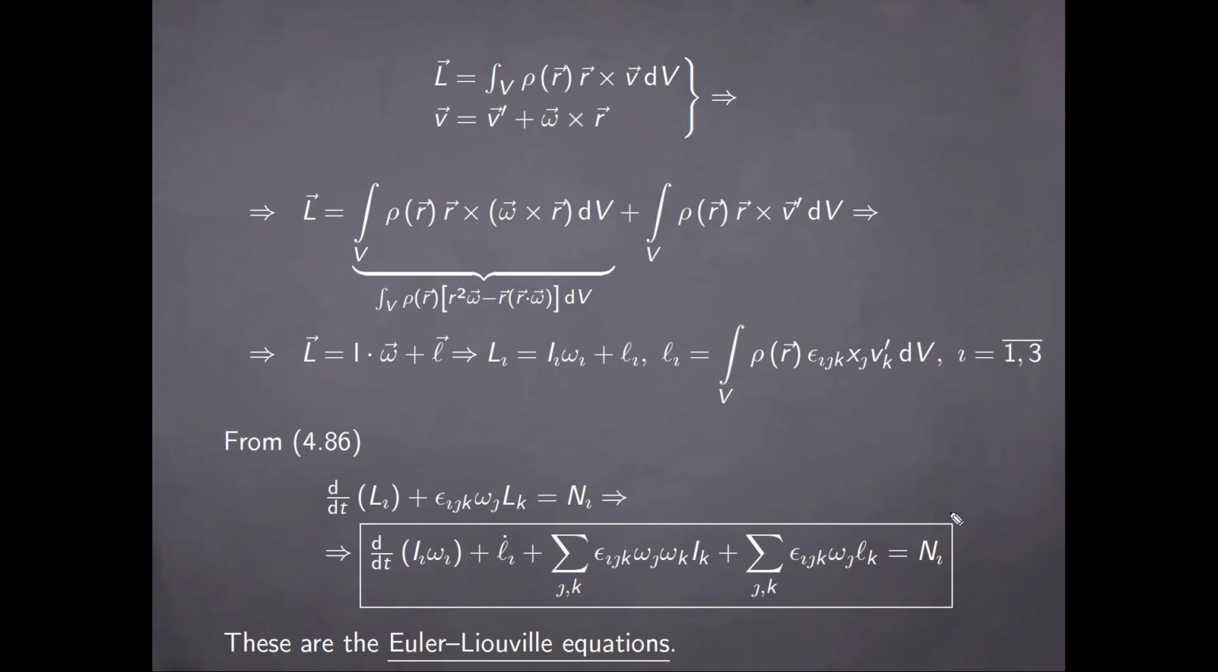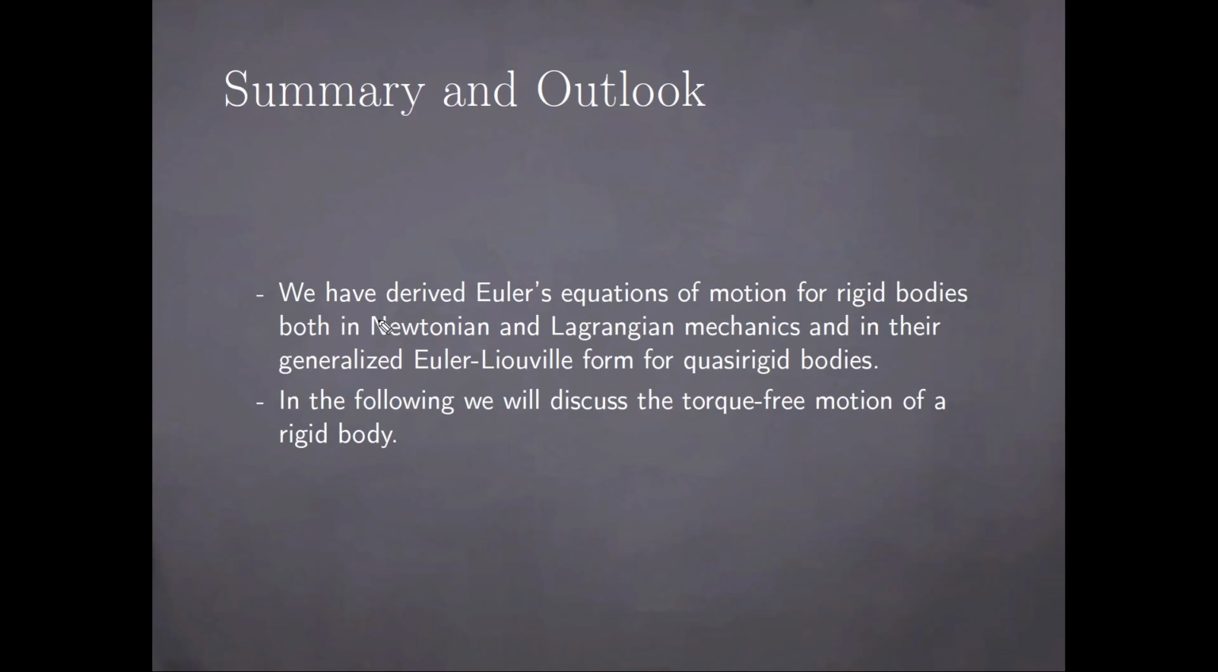So they can be used, for example, when you study the dynamics of systems such as the Earth and its oceans, or the Earth and its atmosphere, and so on. So in summary, we have derived Euler's equations of motion for rigid bodies, both in the Newtonian and Lagrangian formulation of mechanics, and in generalized Euler-Liouville form for quasi-rigid bodies. In the following, we will discuss the torque-free motion of a rigid body.